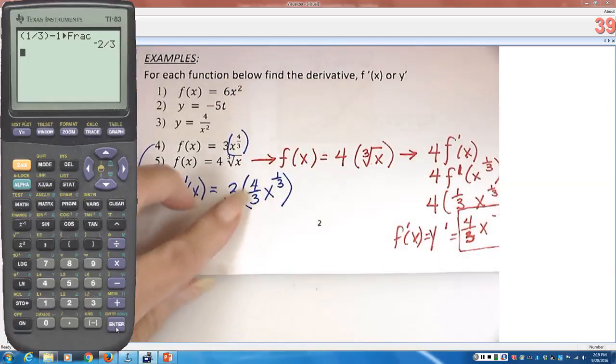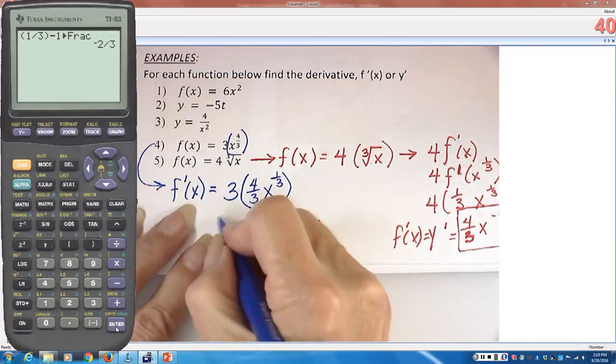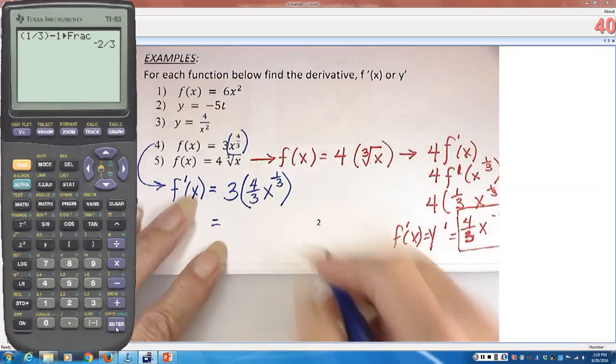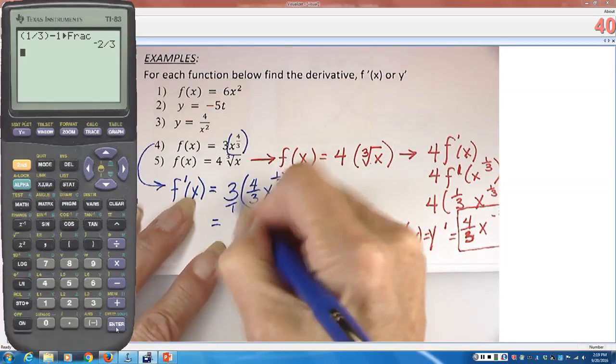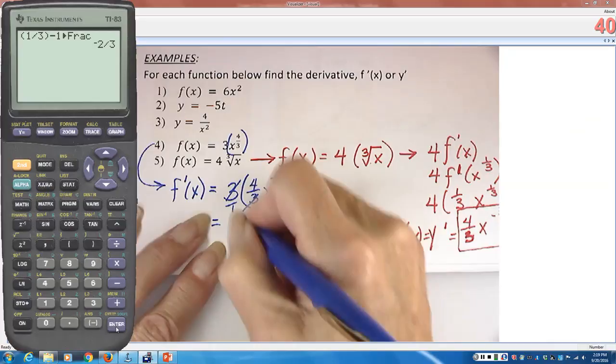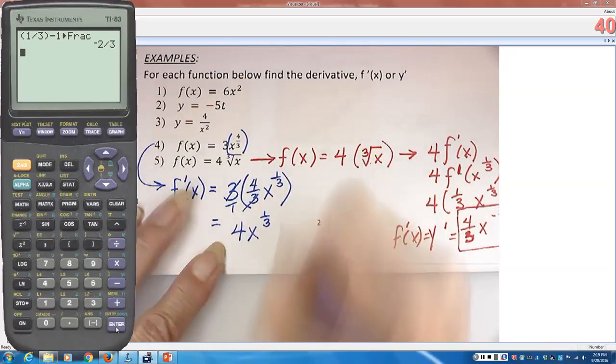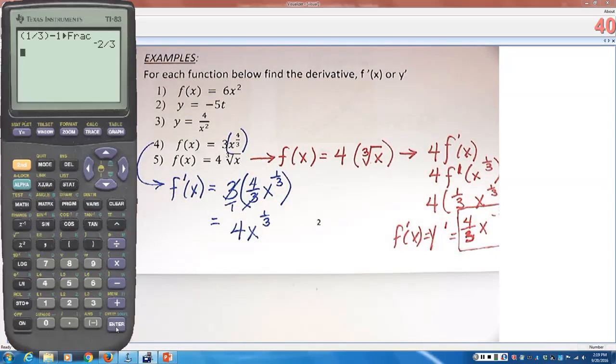Because you drop the power down in front, and then 4/3 minus 1 is 1/3. So the only thing you have to do to make me happy is realize that the 3's cancel. So that just leaves you with 4x to the 1/3 power. Okay? Anybody have questions so far?